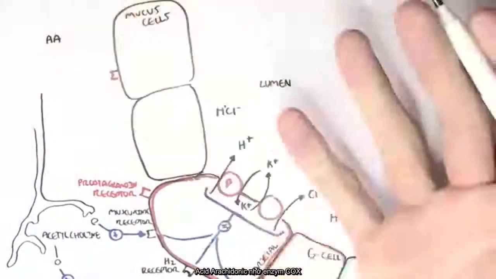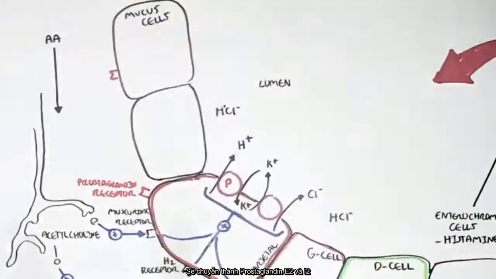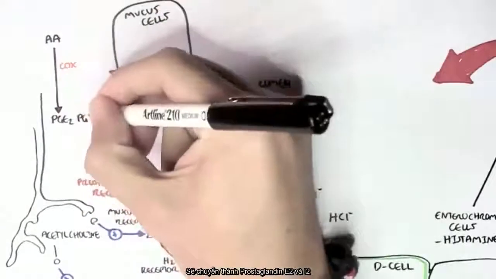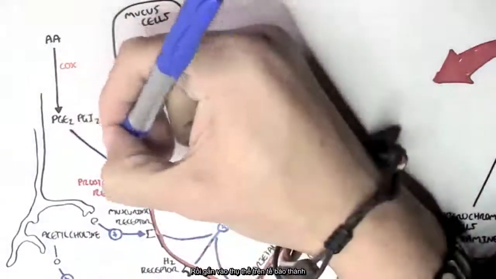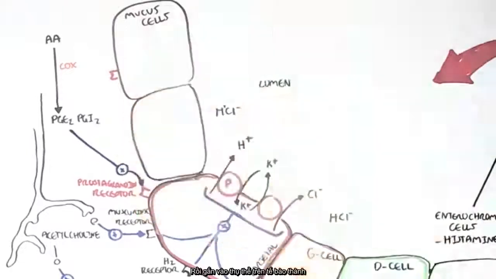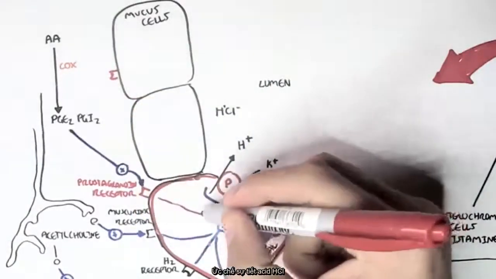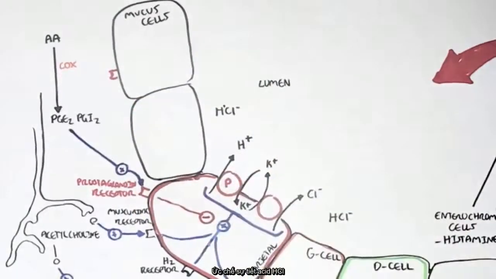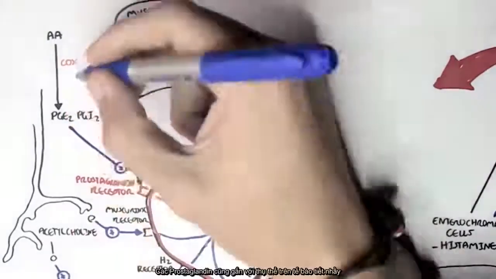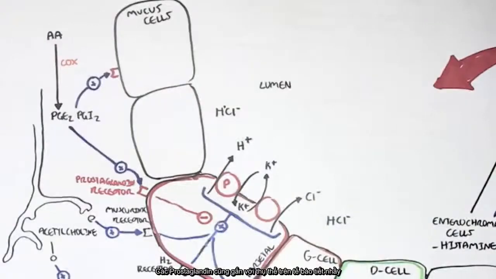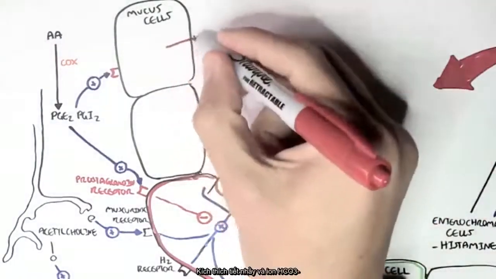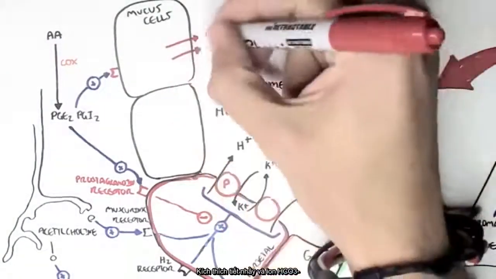Arachidonic acid, through the enzyme COX, can synthesize prostaglandin E2 and prostaglandin I2, which bind to prostaglandin receptors, which inhibit hydrochloric acid secretion by the parietal cells. Prostaglandin E2 and prostaglandin I2 also bind to and activate mucus cells to secrete mucus and bicarbonate.